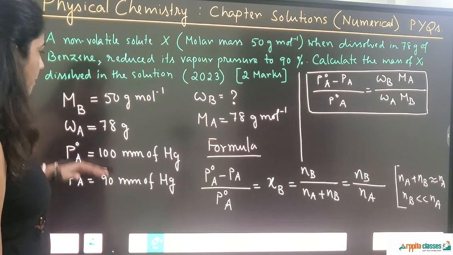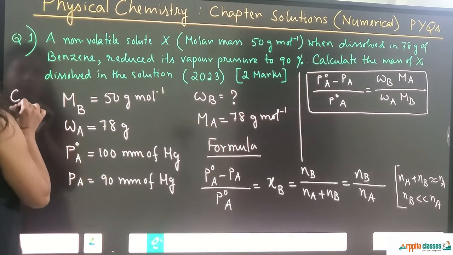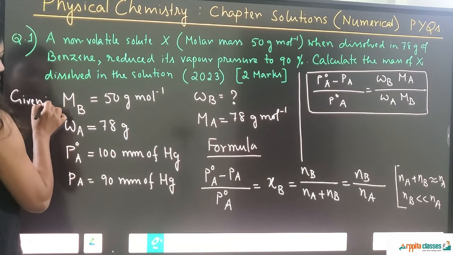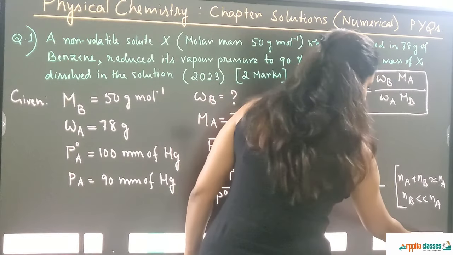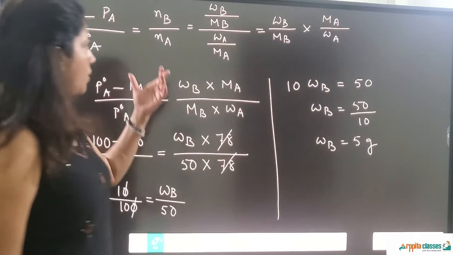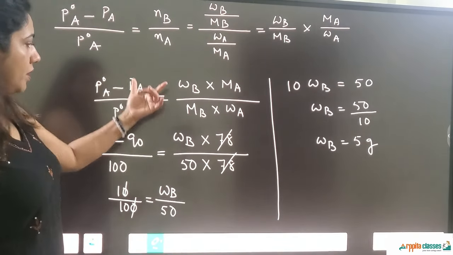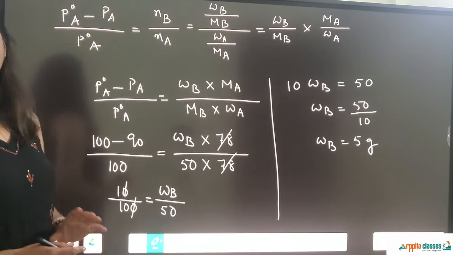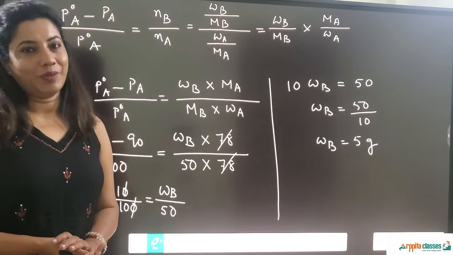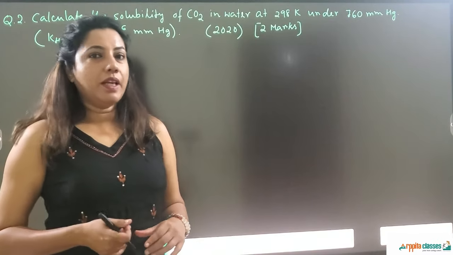So first we have written all the information which is given in the question. So these are all given. Then we wrote the formula, and I showed you how to derive the formula also. We came up to here, and then we put all the values and finally we got the answer along with the unit. So now we will proceed with the next question.